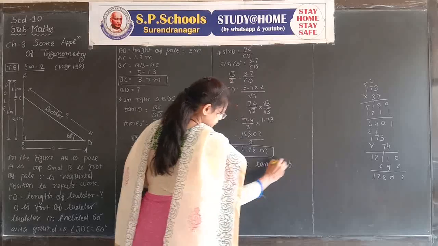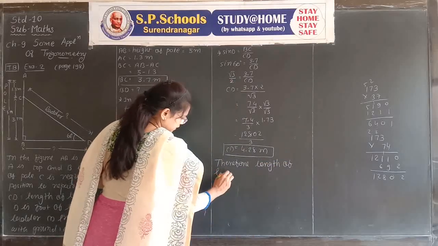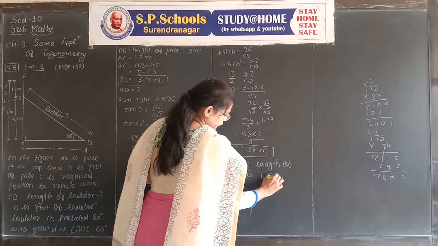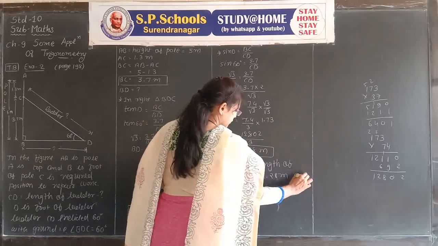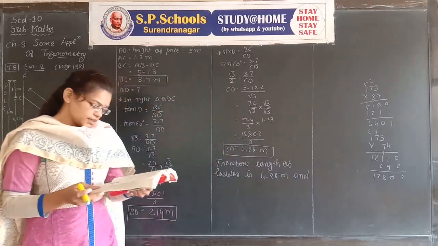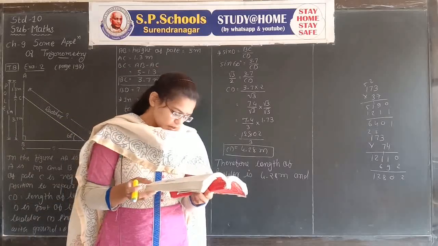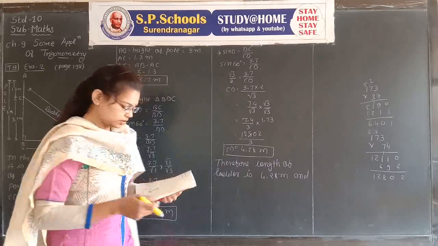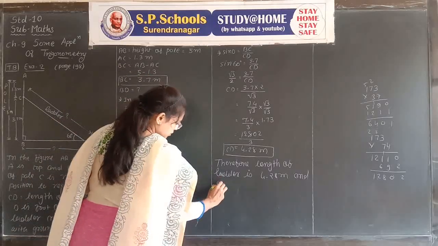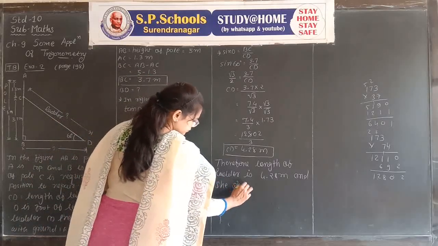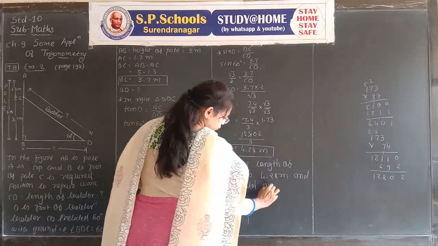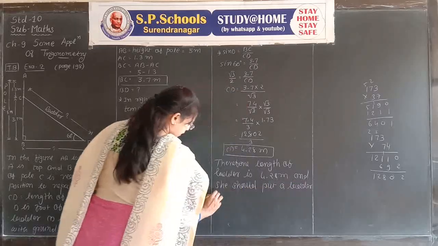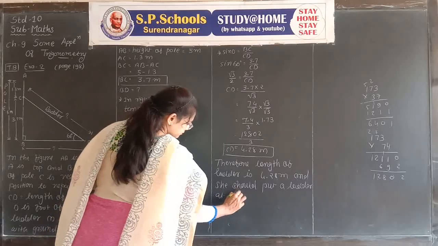Therefore, length of ladder is 4.28 meter, and second thing is she should put a ladder at a distance.